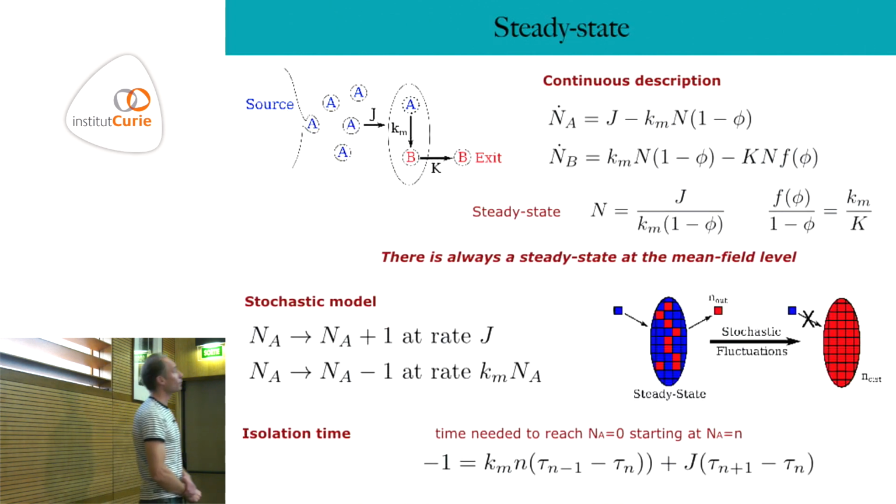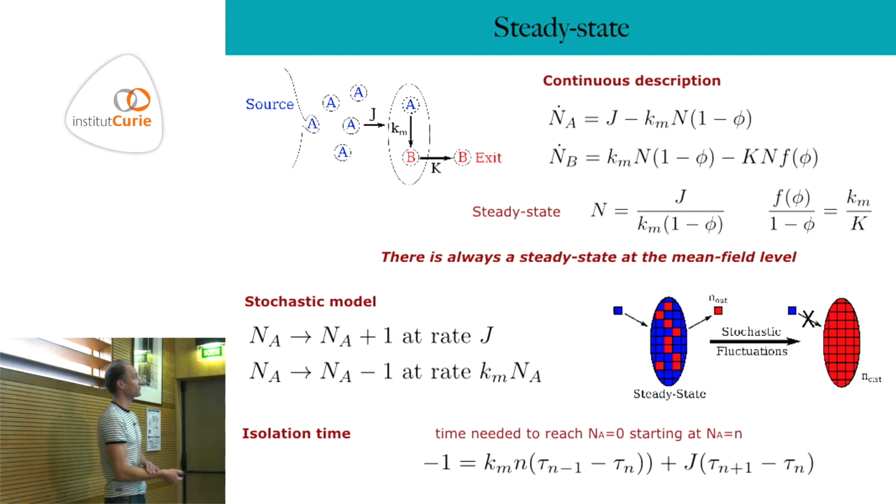And so to solve this, you can try to do some sort of continuous description where you just forget about fluctuations. And what you reach, you always get a steady state. So a steady state where the influx balances the maturation flux, which also balances the outflux. And this steady state is characterized by a given size and a given composition. Okay, so this will never give rise to a full compartment maturation.